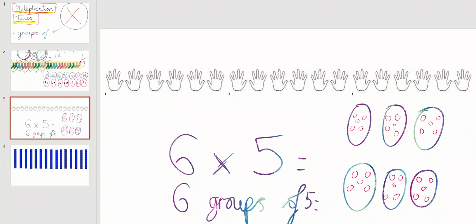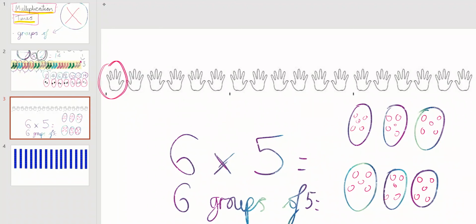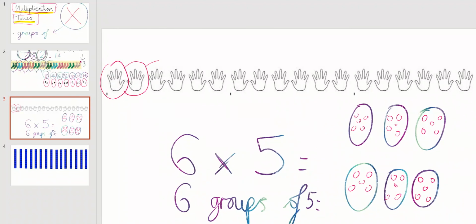Okay? So, and then you could count up in your 5s. I'm going to demonstrate it with the hands as well, just because they're in a slightly better line for me to do it. So I've got 1 group of 5, 2 groups of 5, 3 groups of 5, 4 groups of 5, 5 groups of 5, 6 groups of 5. Now I know there are 5 fingers in each group, which is what we need. So I can count up in my 5s to work out the answer.